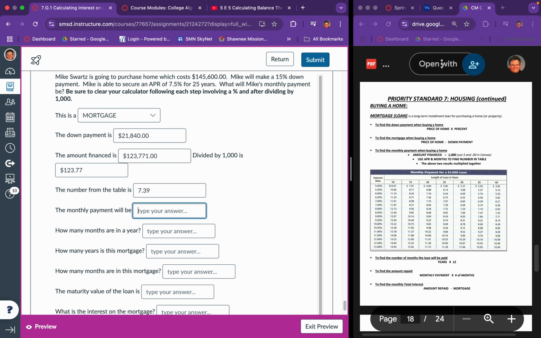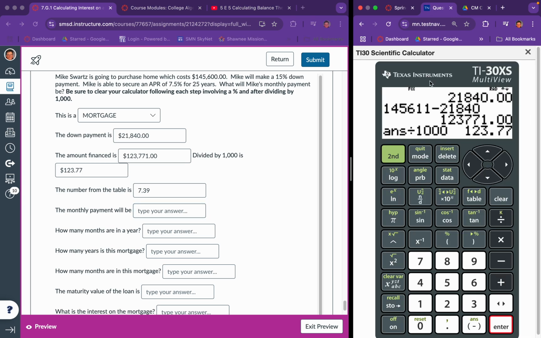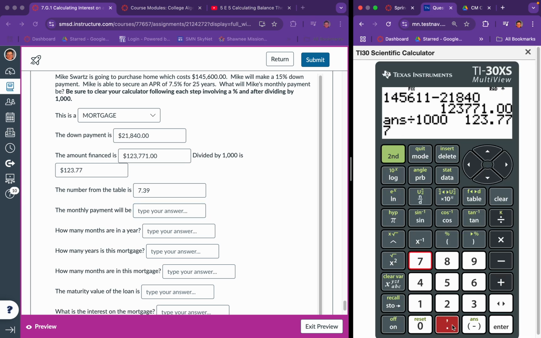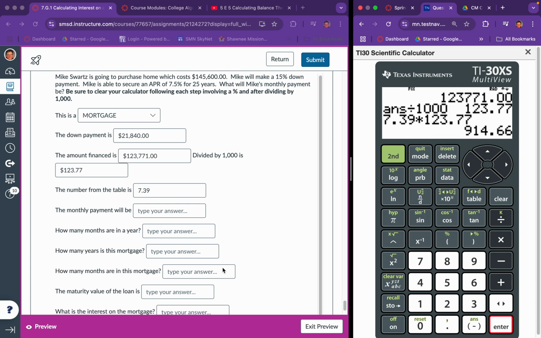The monthly payment will be, so now we want the monthly payment, so we're going to grab our calculator, and we're going to put 7.39 on our calculator. And we're going to go times 123.77. You don't want to carry the question down. You want to start a brand new line, because you don't want anything folding over from the previous answer. So the monthly payment will be $914.66.